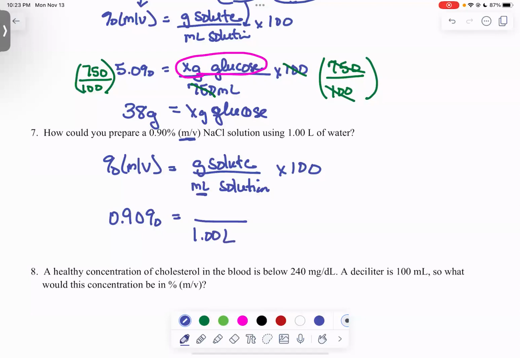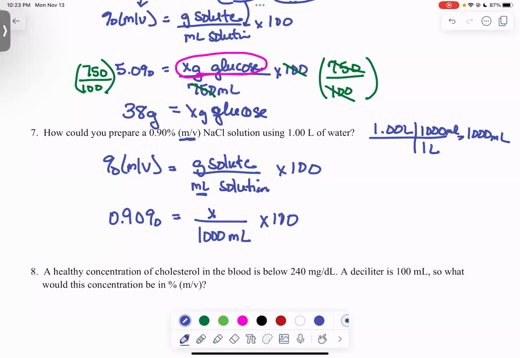But look at this. I'm in milliliters and liters. Can I do that? No, I can't. So what I'm going to do is I'm going to take 1 liter and I'm going to convert it. And I'm going to say, okay, in 1 liter, I have 1,000 milliliters. So that's 1,000 milliliters. And if you did that in your head, that's cool. Times 100. So this is my unknown right there.